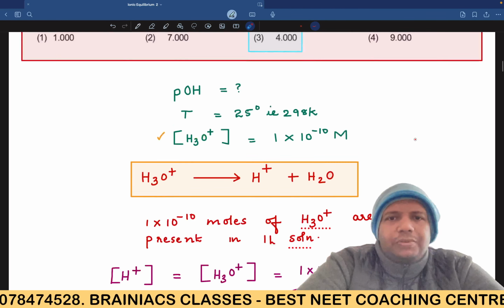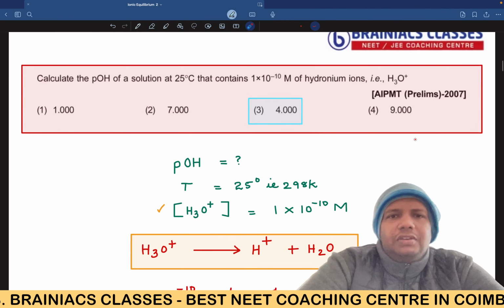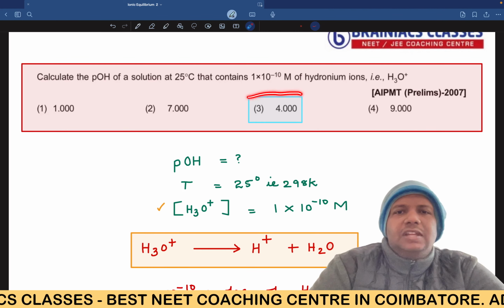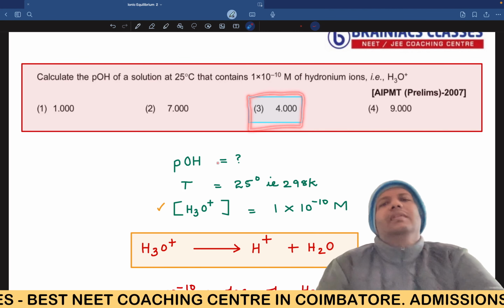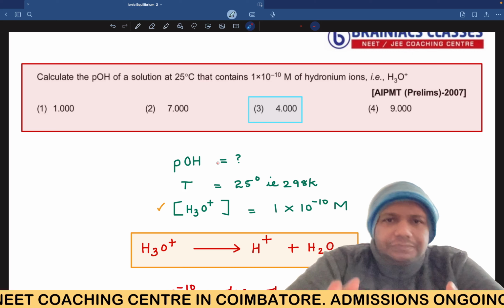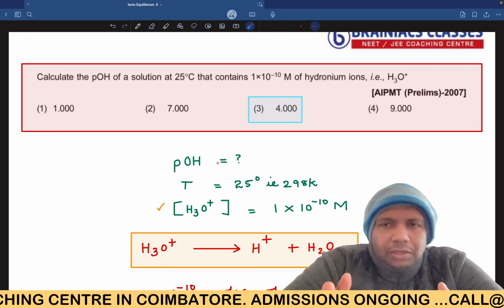So let's look at the options. If you see the options, you can see 4 is present. So that is my correct answer. Clear? So very simple. I hope you understood.